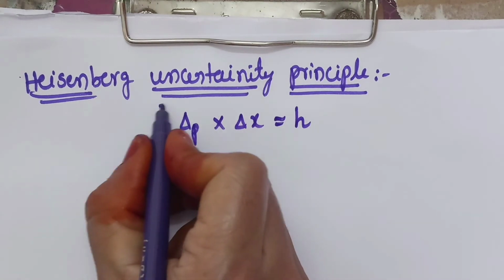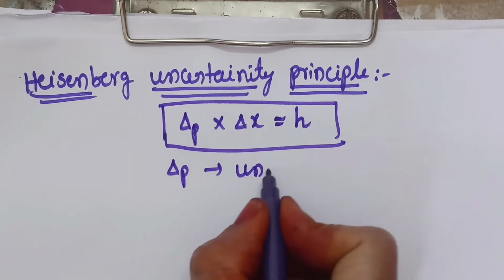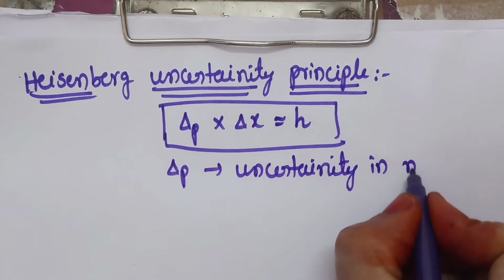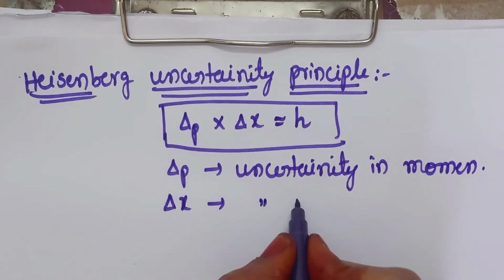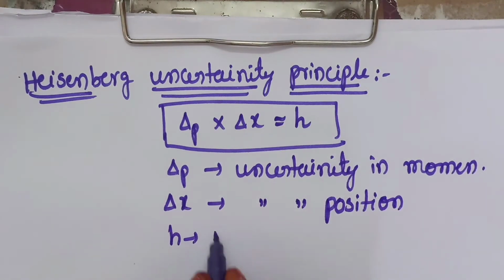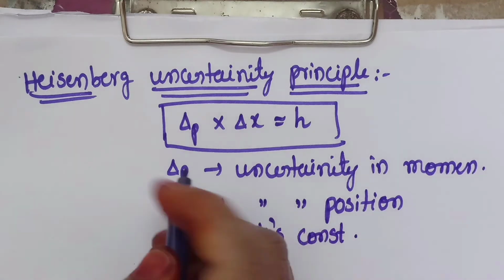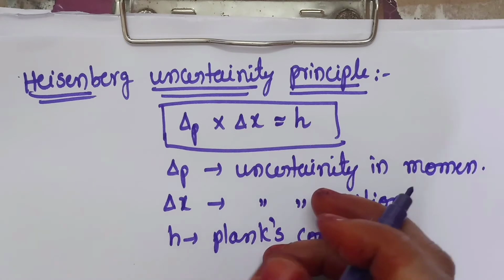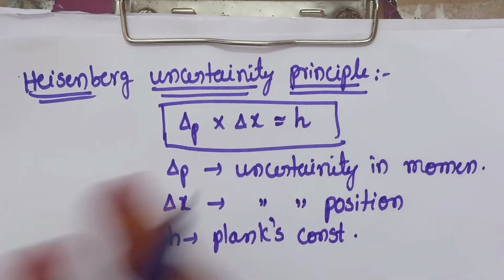This is approximately equal to h, where delta P is the uncertainty in momentum, and delta X is the uncertainty in position, and h is the Planck's constant. So this is an expression for the Heisenberg uncertainty principle. According to him, the uncertainty is in the position and momentum of a particle, and the product of these two uncertainties is of the order of h.